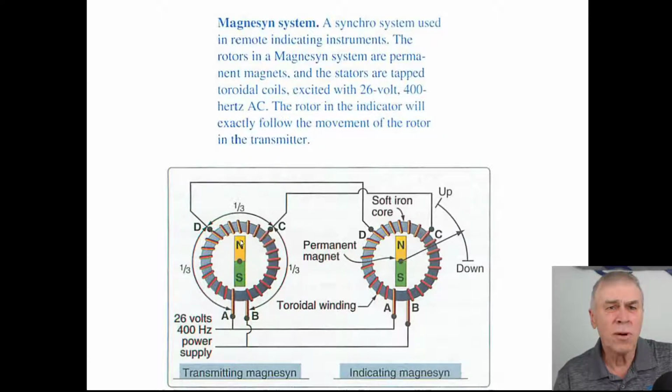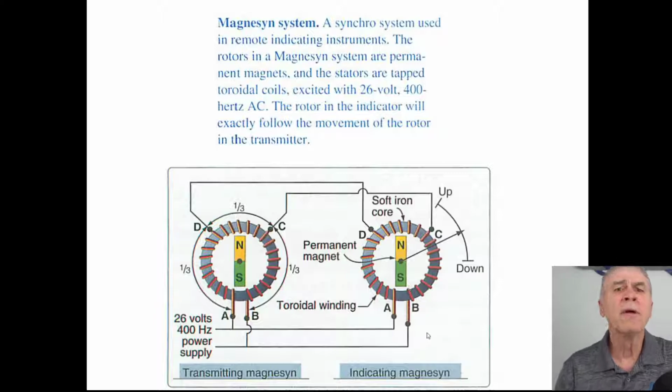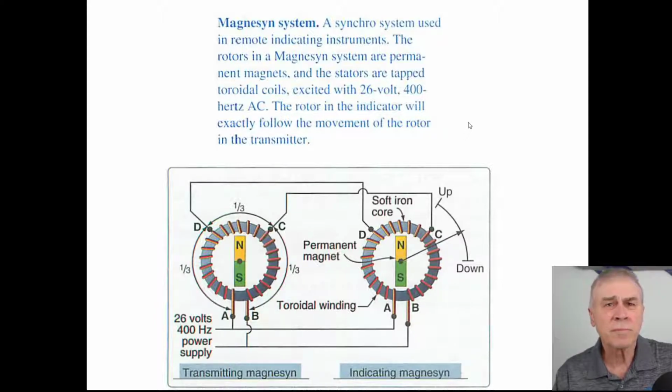Okay, the coil, the middle part is a permanent magnet. That's the rotor, and then the stators would be, in effect, the stationary portion. That's usually what stators mean, and they're the ones that are wrapped, and they've got the tabs coming in. In this case it looks like D and C, and then the leads are A and B. The rotor in the indicator will exactly follow the movement of the rotor in the transmitter.